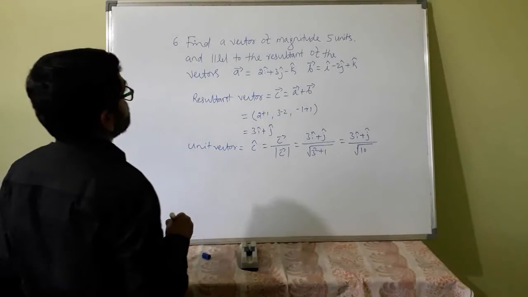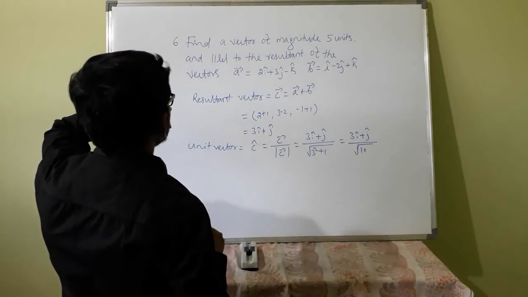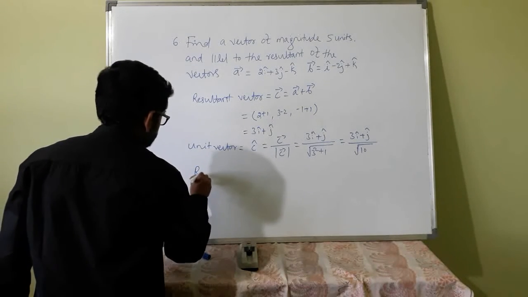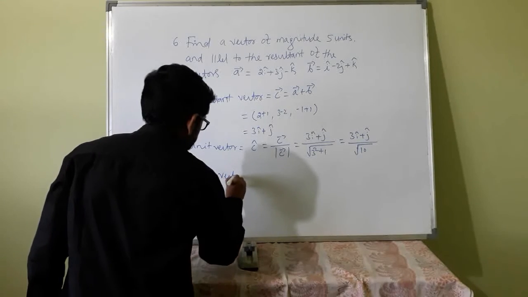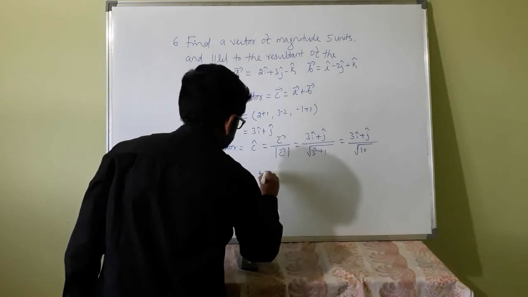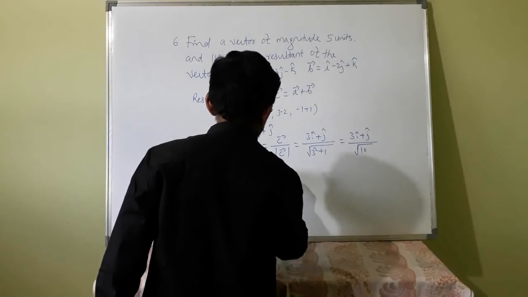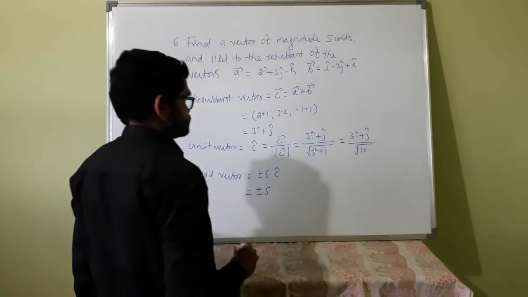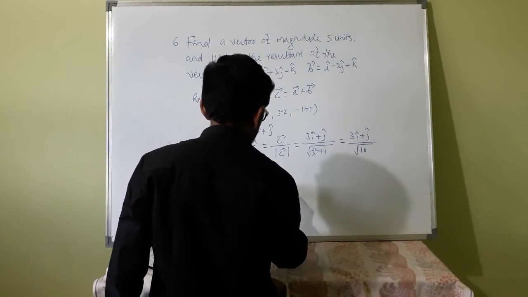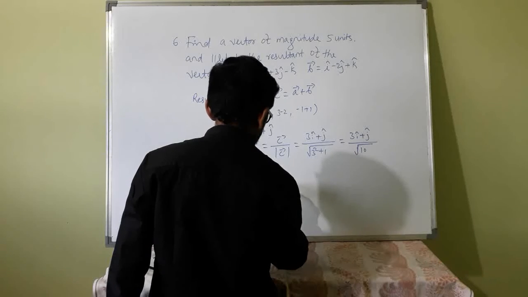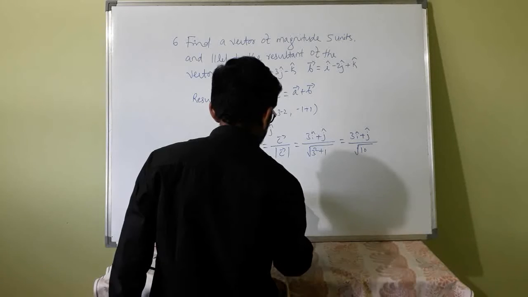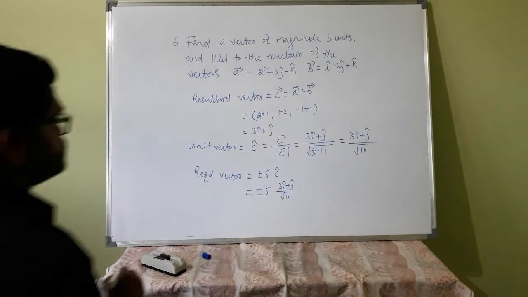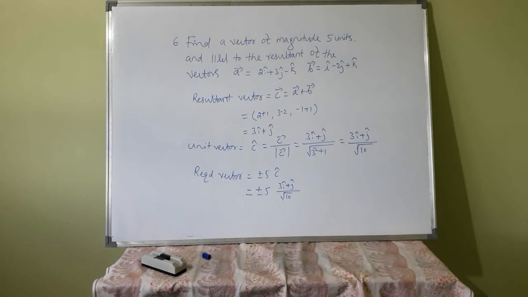Now a vector of magnitude 5 and parallel to the resultant, the required vector, is plus or minus 5 times c cap. That is 3i plus j divided by root 10. That is the required vector.